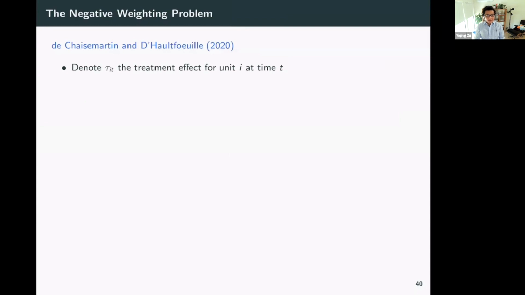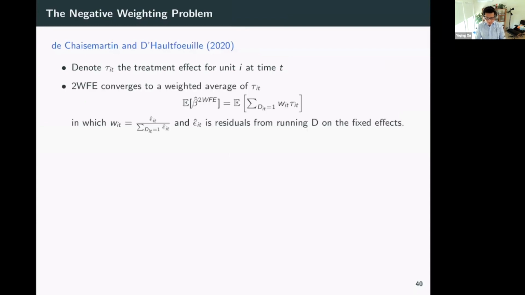So let's denote tau_it as the treatment effect for unit i and time t. What they show is almost always true, right? You can always interpret or decompose an OLS estimate as some weights of the data. That is not that meaningful. The meaningful thing is how to give an actual expression of the weights. So they show that you can interpret the two-way fixed effects model as a weighted average of tau_it, the treatment effect for the treated units, the individual treatment effect for each treated unit.